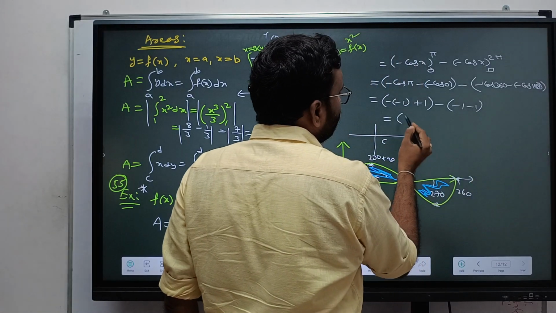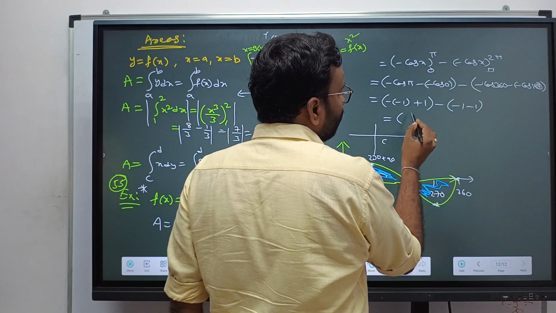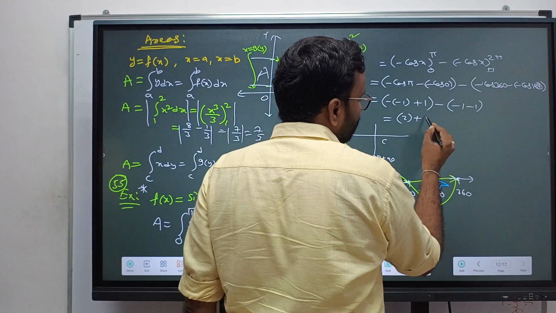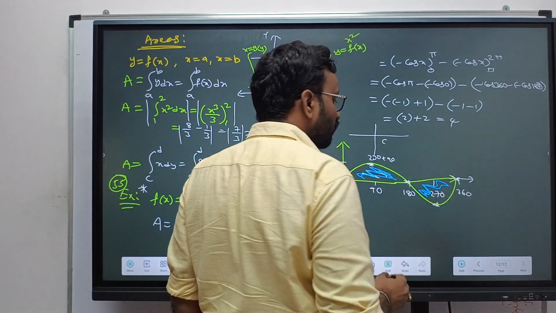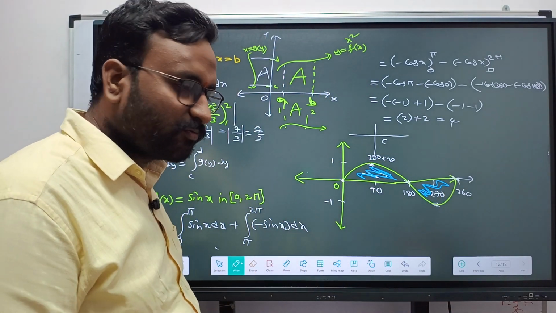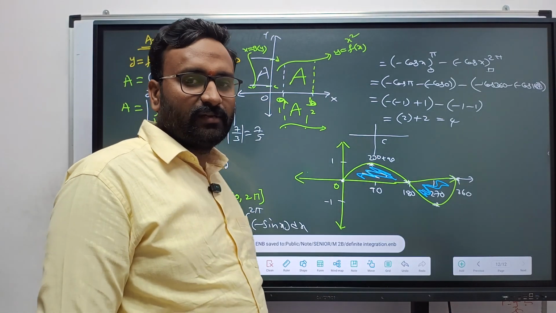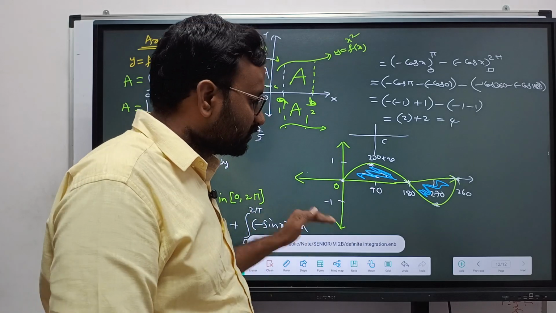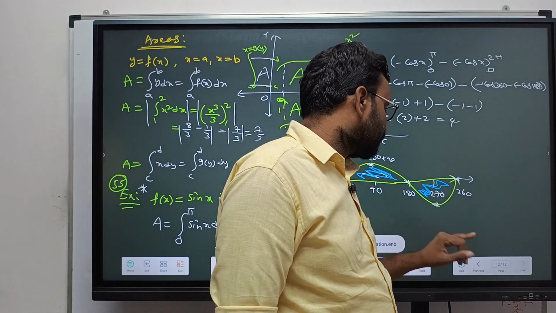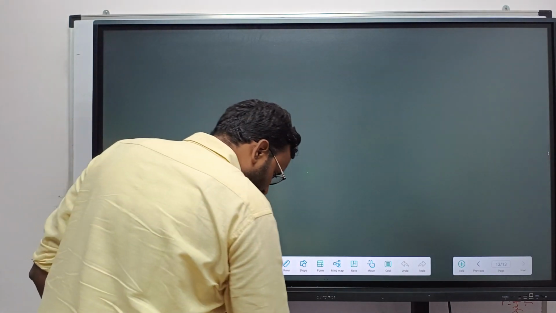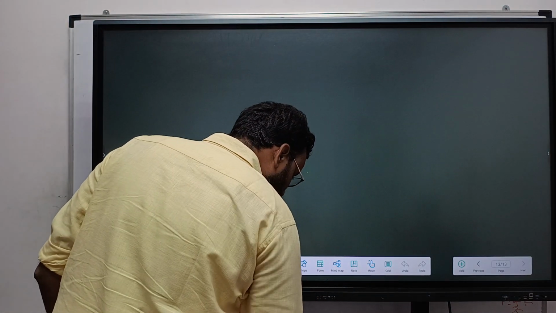So this is equal to minus into minus, plus 1, 1 plus 1, 2. Minus into minus minus, minus 2. Minus into minus, plus 2, which is equal to 4. So this is the area. Understand? 4 units. So this is how we find the area of a curve under given limits. This is trigonometry. Except trigonometry, the remaining is all very easy, but it is very important.